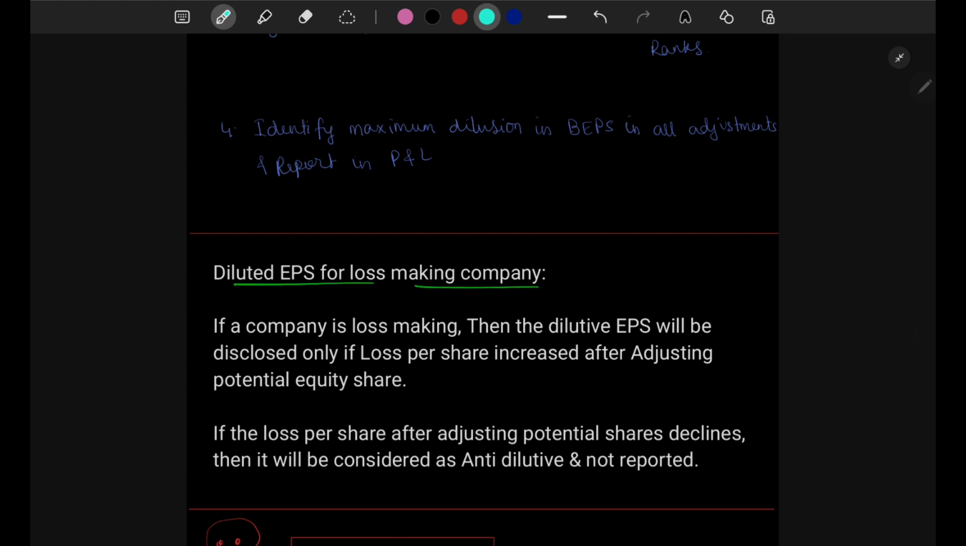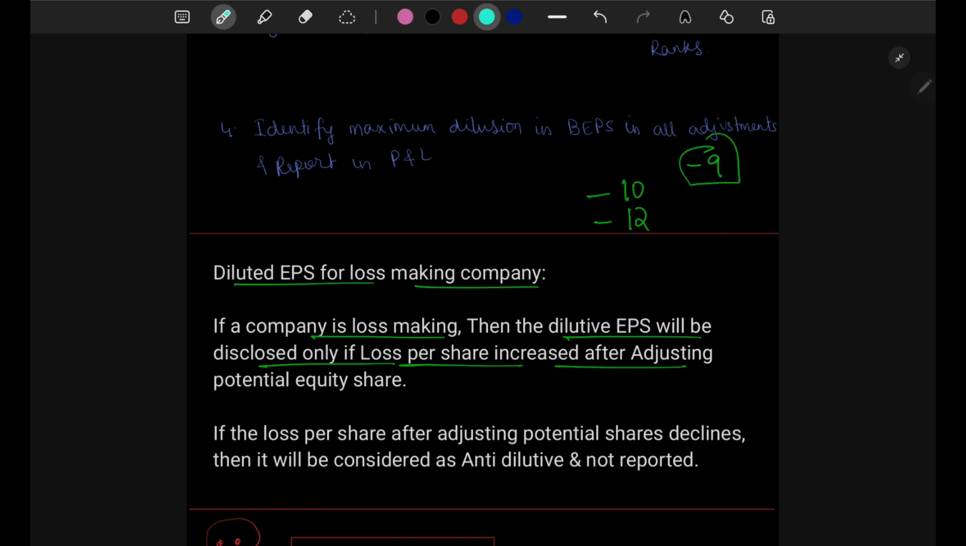Diluted EPS for a loss making company. If a company is loss making, then dilutive EPS will be disclosed only if loss per share is increased after adjusting, meaning obviously if there is a loss making company, they already have minus 10 EPS. So if they have already minus 10 EPS, then if loss per share increases, meaning if it becomes 12 rupees, only then we will disclose it. But if it becomes minus 9 rupees, it is anti-dilutive, right?